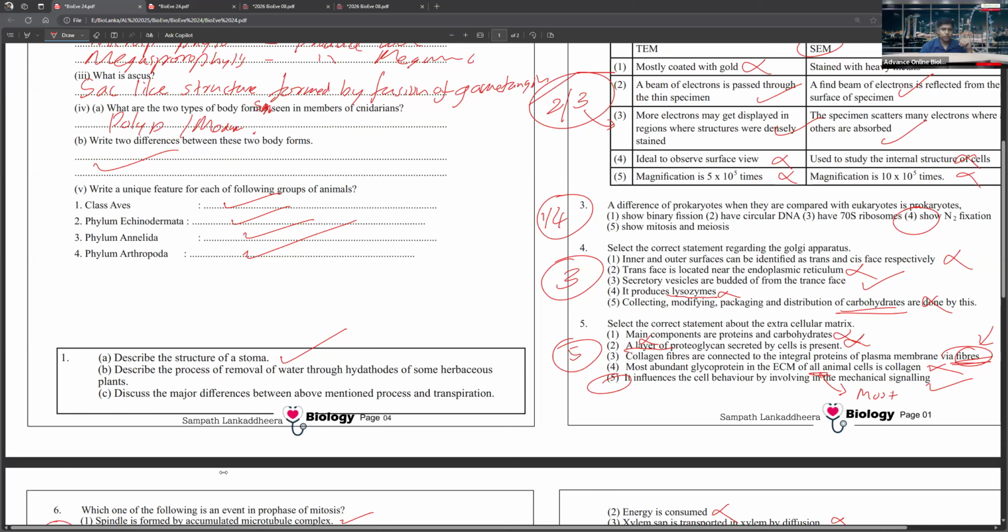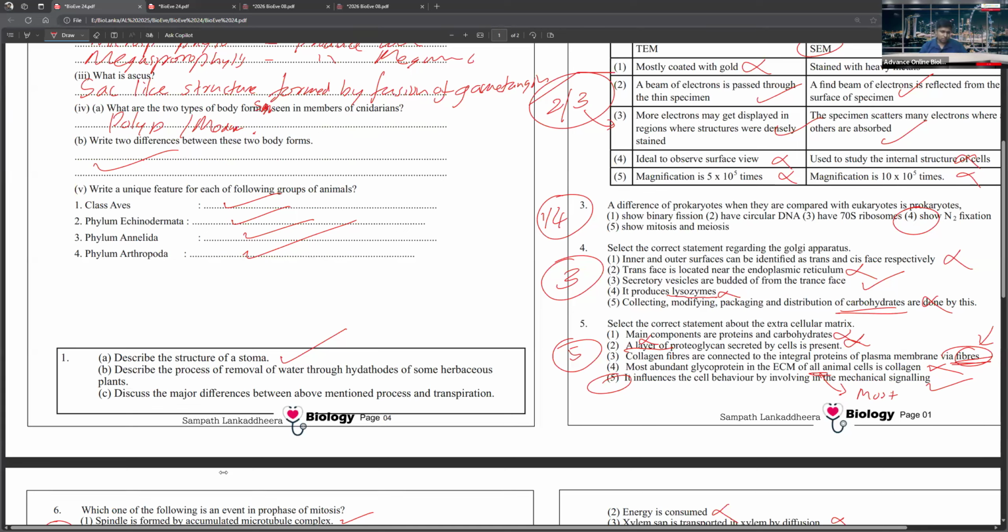Then second part, describe the process of removal of water through hydathodes. That is a good question. We know in some herbaceous, short growing plants, on a high humid night, what happens? They build up positive root pressure, and as a result, the volume of water entering the leaf is greater than the volume lost by transpiration. As a result, through the margins of the tracheids, water and solutes can flow out. We call this guttation, right? So describe that process. There is a very nice paragraph given in the resource book for that, so write the answer based on that.